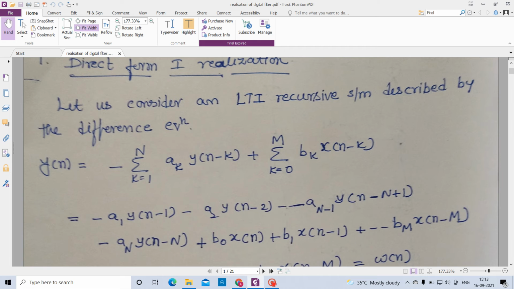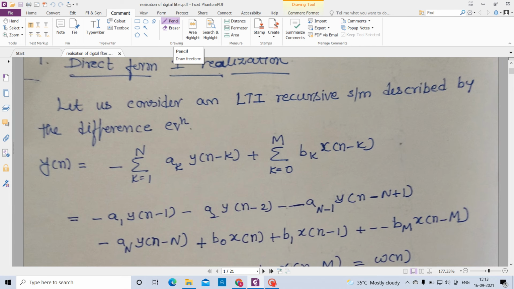So as I said before, we need some elements to design the digital filters such as adders, multipliers, constant multipliers, unit delay elements, and unit advance elements. So how are we representing them as a diagram? The adders we are representing like this. This one is the input, and this one is the output.